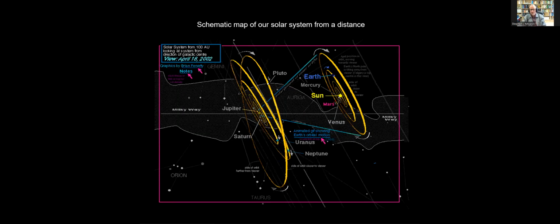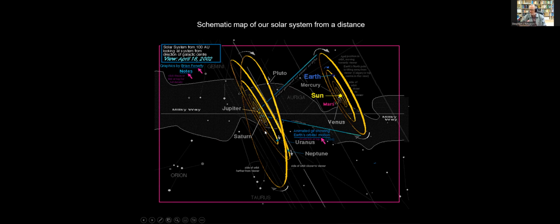Here's a schematic map of our solar system from a distance. The map shows here in the upper right the sun and Mercury, Venus, Earth, and Mars. And that zooms out from a much larger map showing the orbits of Jupiter, Saturn, Uranus, Neptune, and Pluto way out here.